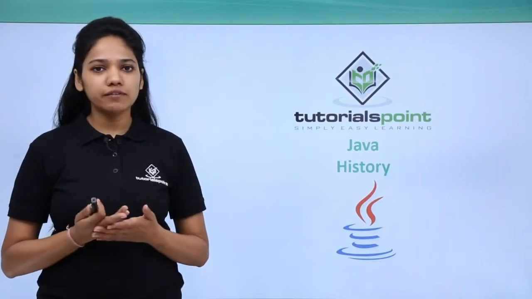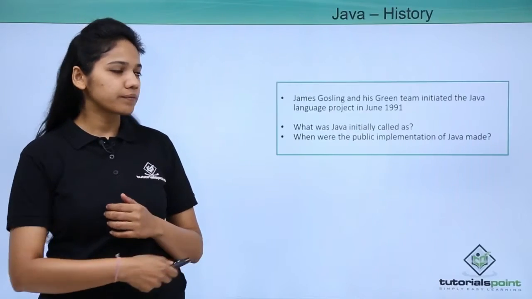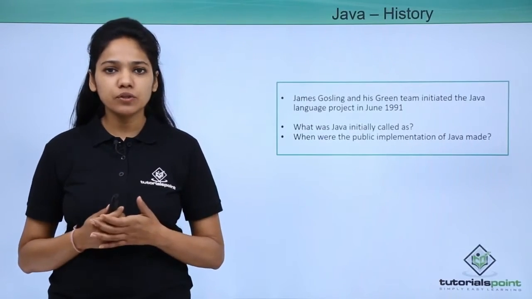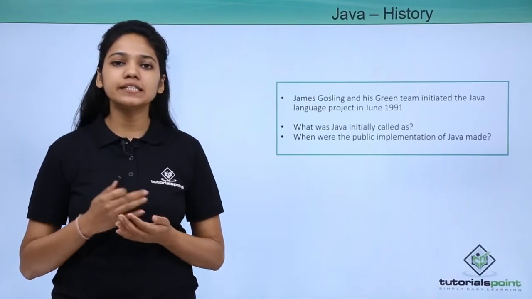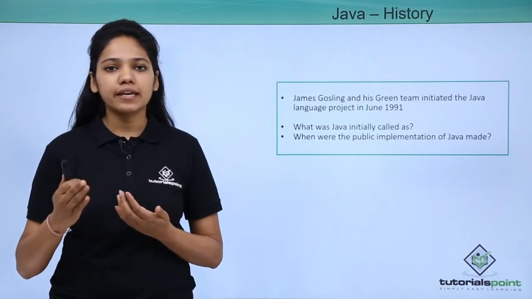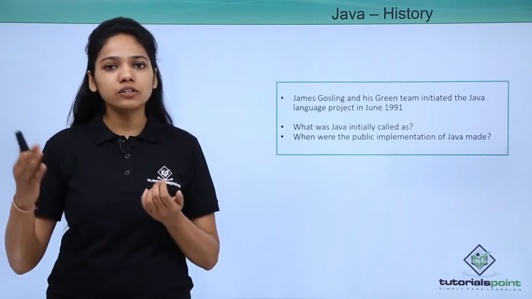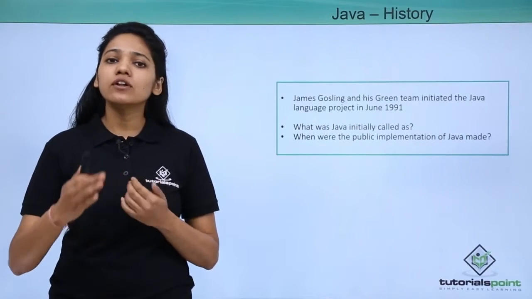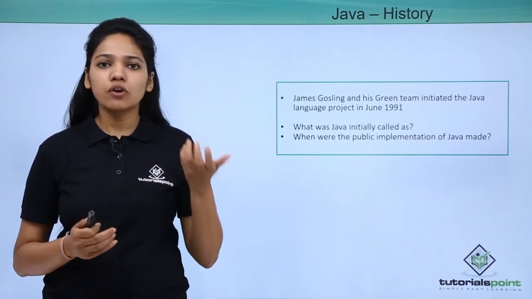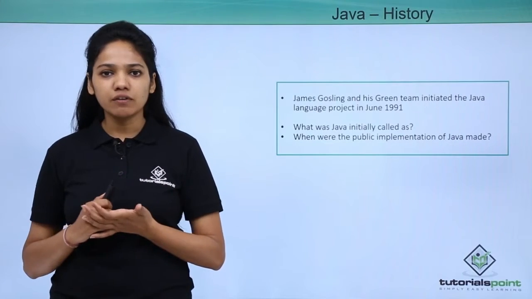Let us learn about Java history: why, where and how it was initiated. Java was developed by James Gosling and his Green team in the year 1991. It was named Oak, O-A-K, because an oak tree stood outside Gosling's office, and later the naming changed. From Oak it was named Green, then Java Coffee, and finally Java.